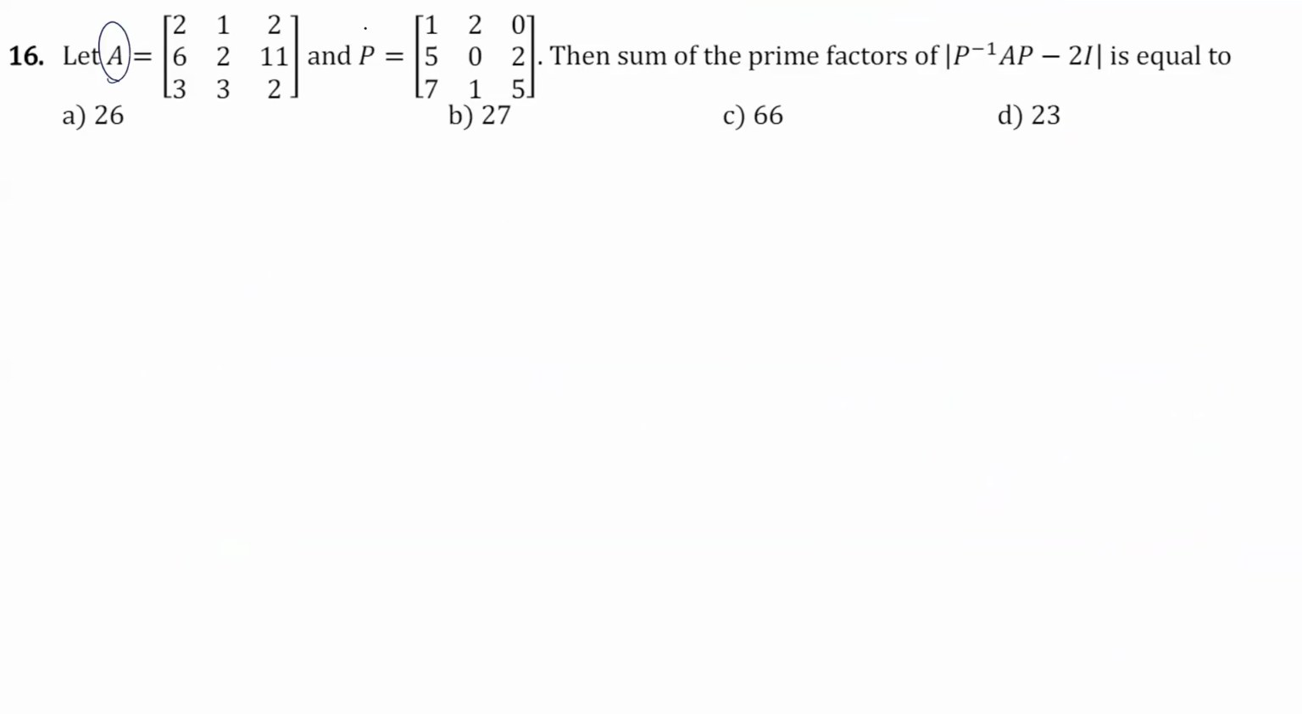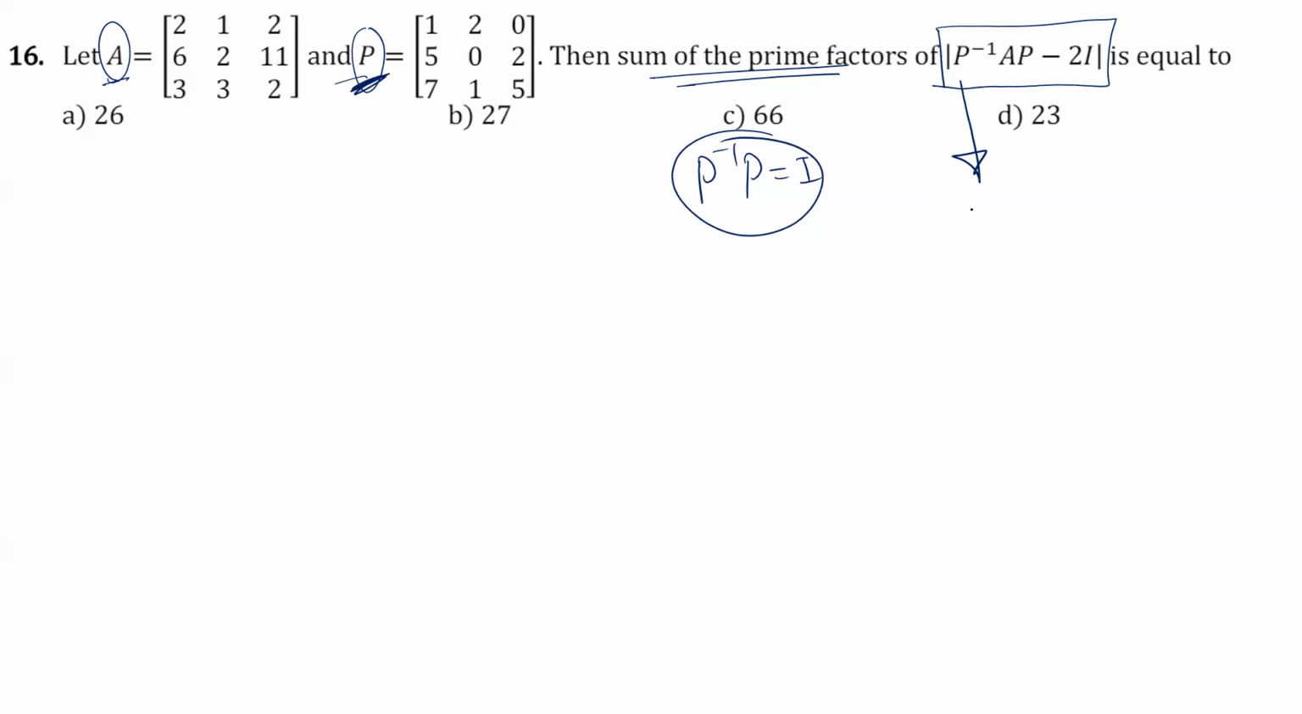So this is A, this is P. The sum of prime factors of determinant of P inverse AP minus 2I. One idea could be to find the inverse of this matrix, then multiply A, then P minus 2I. But here what you can do is write I as P inverse P, because you know that P inverse P will be I only.